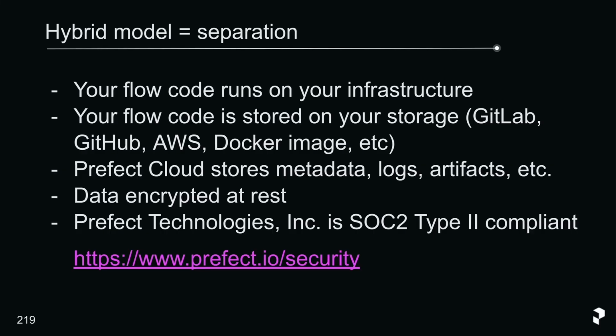To really drive the point home, the hybrid model represents separation between the orchestration environment and your execution environment. Your flow code runs on your own infrastructure. The flow code itself is stored inside of your private storage, whether that's Git-based, a Docker image, in a bucket, etc. Prefect Cloud is only responsible for storing metadata, logs, artifacts, things of that nature. Data is encrypted at rest and in transit, and Prefect is also SOC 2 Type 2 compliant, so depending on your security posture, that may be an added bonus for you.